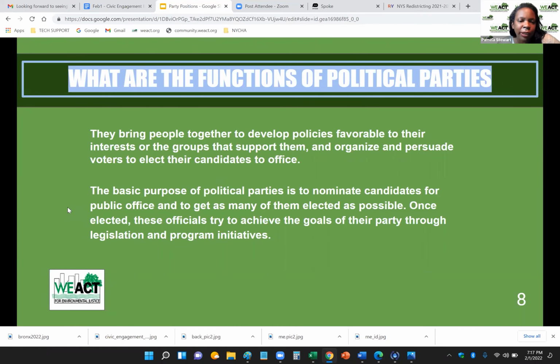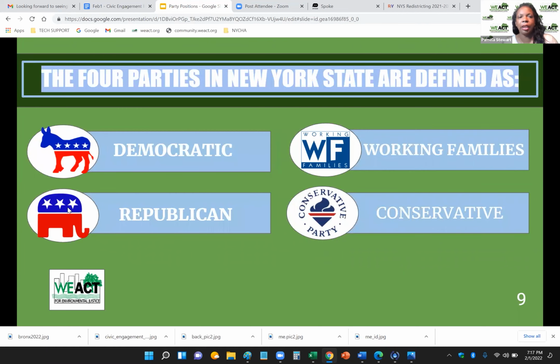The basic purpose of a political party is to nominate candidates for public office and to get as many of them elected as possible. Once elected, these officials try to achieve the goals of their party through legislation and program initiatives. Right now, there are 4 parties in New York State that have ballot access. There's the Democratic Party, there's the Republican Party, there's the Working Families Party, there's the Conservative Party.